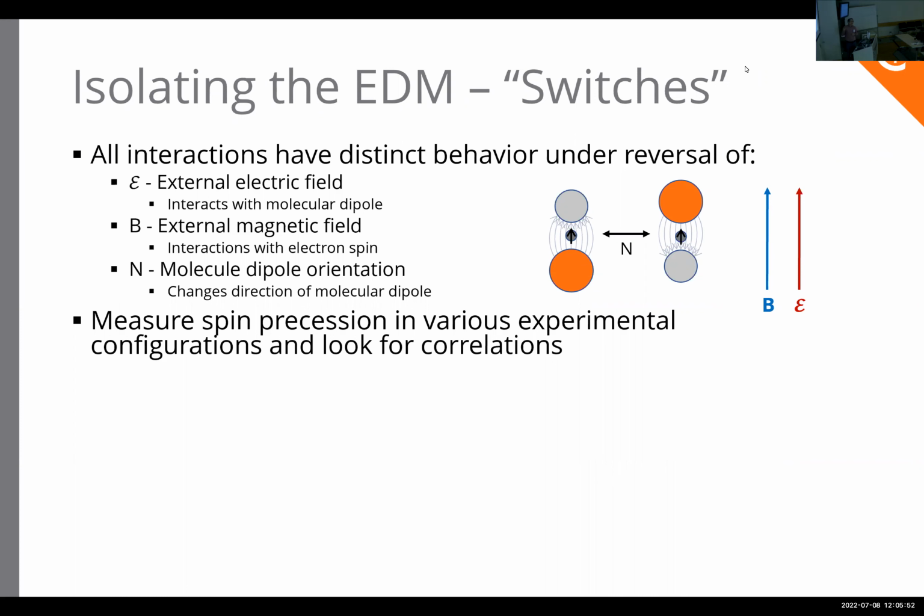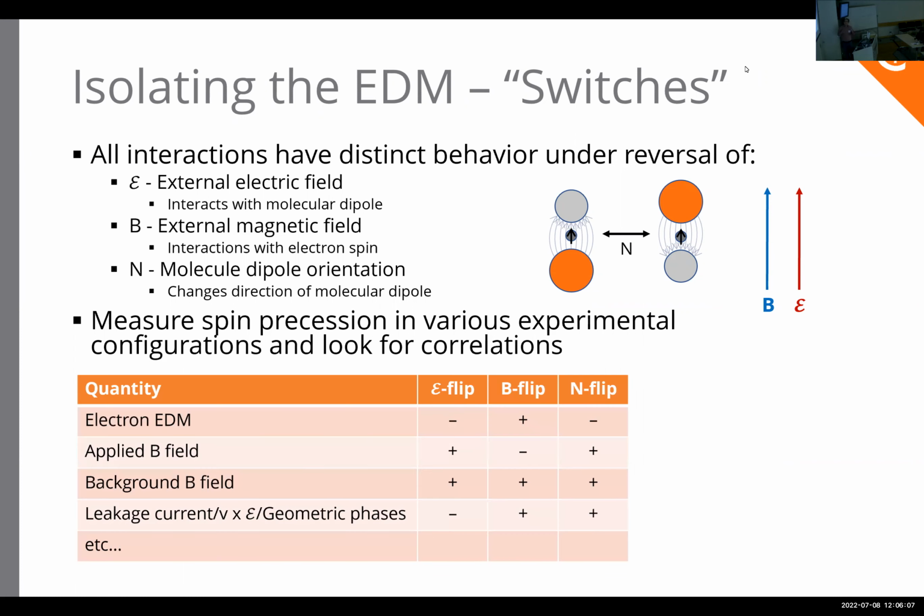In the community, we call these switches. There's an E switch, a B switch, and an N switch, and a bunch of other switches too, like a theta switch and a G switch and whatever. You measure spin precession in various experimental configurations and then look for correlations. So for example, you can build a table of the different things that give you spin precession in your molecule, and how they behave under these switches. The electron EDM, the thing that we want, the spin precession should change if you change the external electric field, or if you flip the molecule. Remember, you're flipping this internal electric field, so this EDM would precess in the opposite direction.